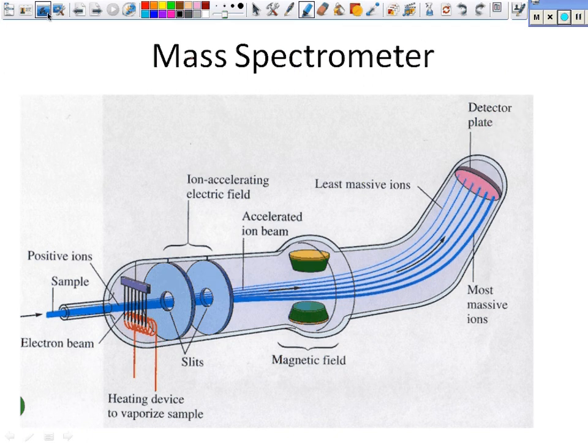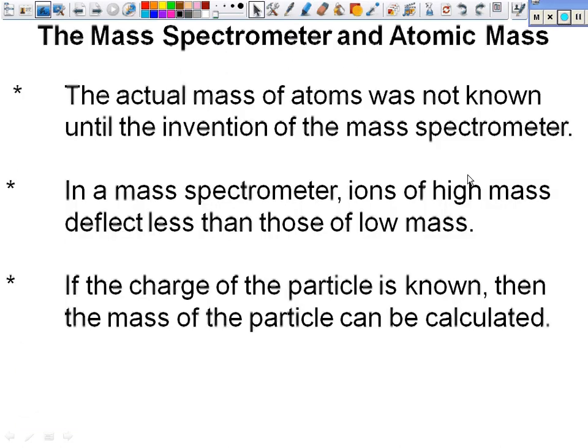Alrighty. So let's move on to the next part. What's the purpose in actually doing this? Well, the actual mass of an atom was not known until the invention of this thing. So that's how important it is. We would not have this unless we had the spectrophotometer. So that's why it's an important topic to teach.